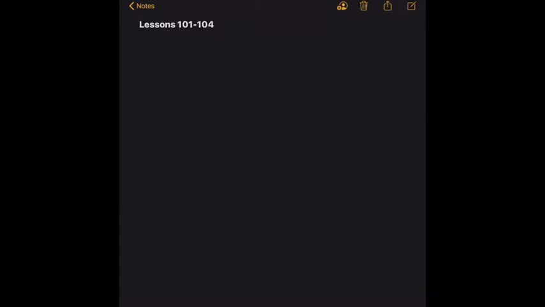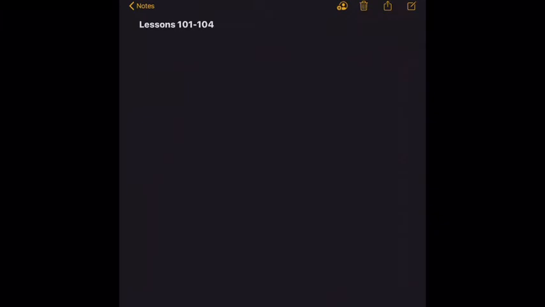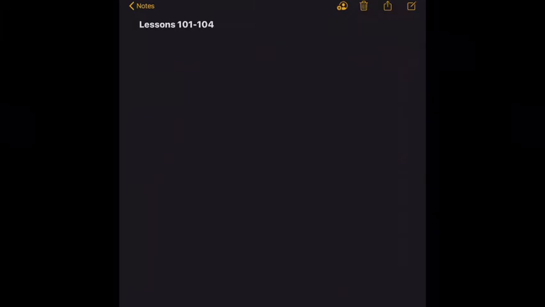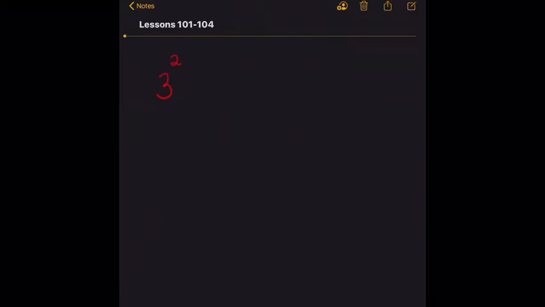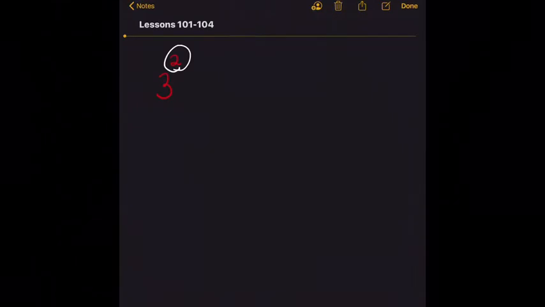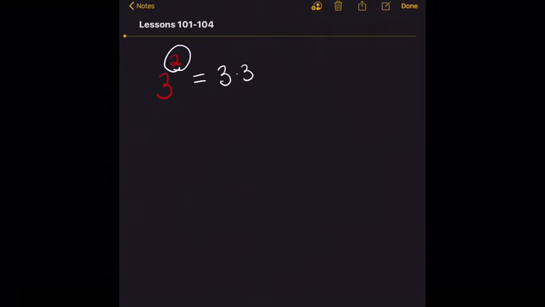Multiplication of exponential expressions. And we will also have some with variable bases. So let's talk about exponents. So here's my base, and here's my exponent. And my exponent tells me how many times the base is multiplied by itself. So in this case, 3 times 3. Okay?